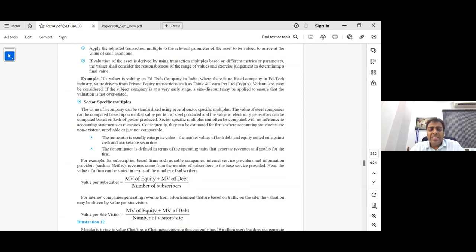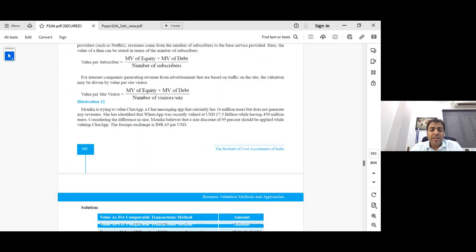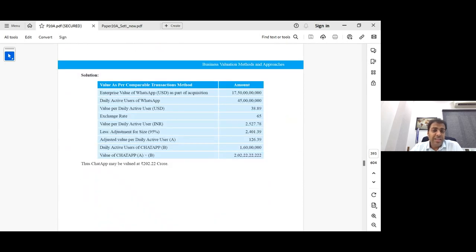Then you have comparable transactions, right? There you can have sector specific multiples. For example, if you have to value a company like Flipkart, which is a large e-commerce company, can you compare it against, let's say, an Amazon? Or if you have to value a large chat based company, can you use the valuation as compared to WhatsApp? So here's an example there, right? You could use the example to calculate the value.